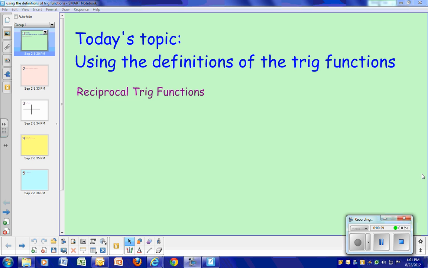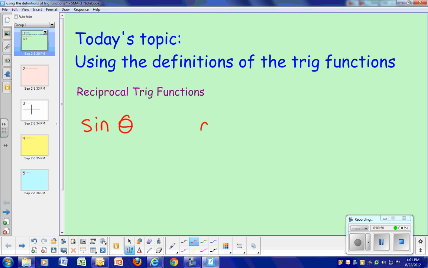The first heading in your notes is reciprocal trig functions, and we actually have discussed this already. This is really just a recap to remind you of things. If you think about it, the main 3 trig functions that we know are sine, which is abbreviated SIN, sine of theta, and then we have cosine, and then we have tangent. We have discussed in the previous notes how sine, if you think about a reference triangle, is y over r, cosine is x over r, and tangent doesn't involve the hypotenuse, it is y over x.